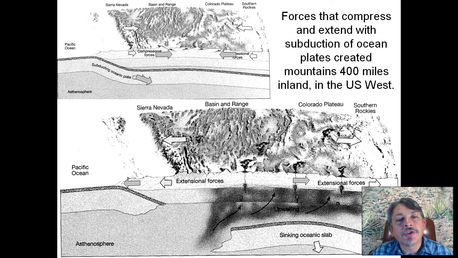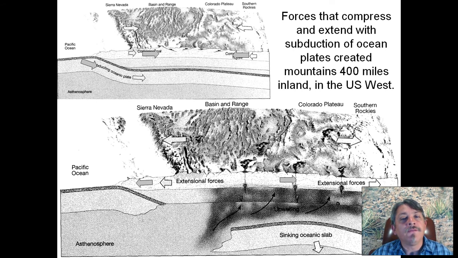Compressional forces also occurred, shown on the upper illustration, in which occasionally there were forces that collided or pushed together the plate and created these wrinkles and raised up mountains. So 400 miles inland, activity that is occurring offshore has an effect in the interior of the continent.